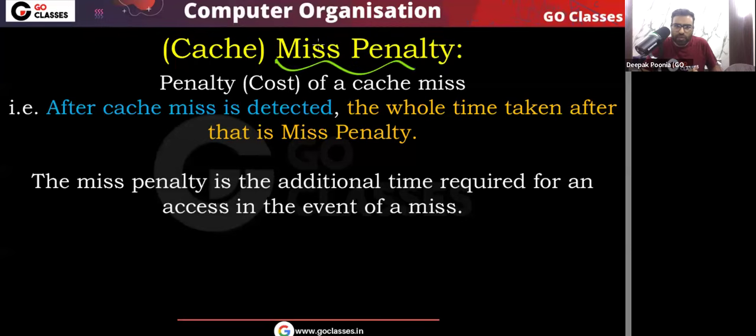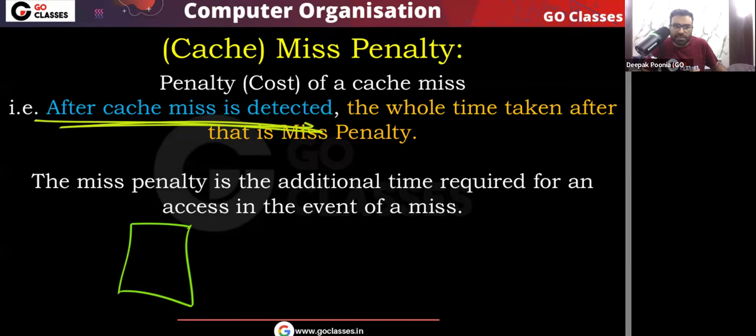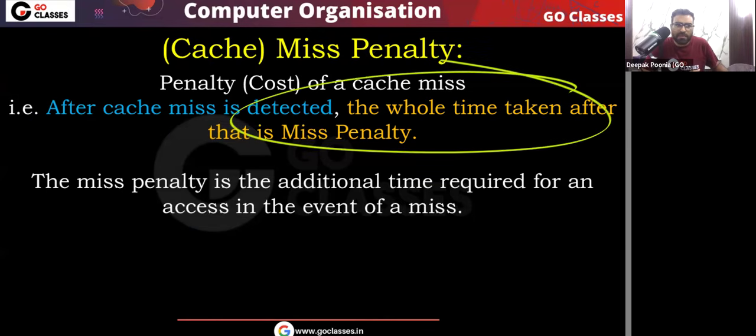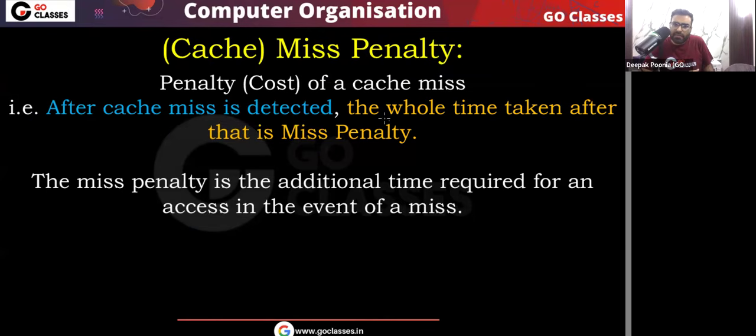In the definition of miss penalty, we do not include the time to check whether there is a cache hit or a cache miss. That is the reason miss penalty simply means after detection of a cache miss, meaning we have already checked in the cache memory if there is a hit or a miss. We have already found that there is a miss. After finding that there is a miss, the whole time taken after that is called miss penalty.